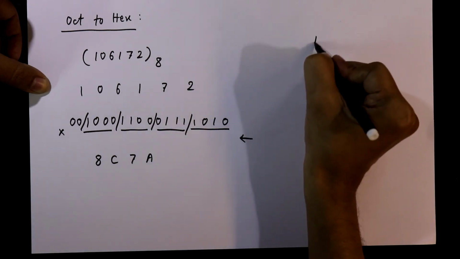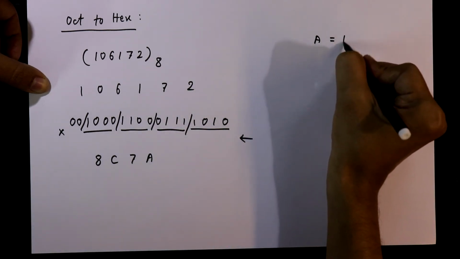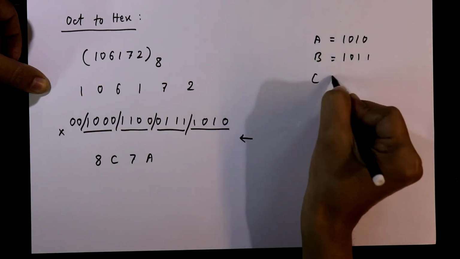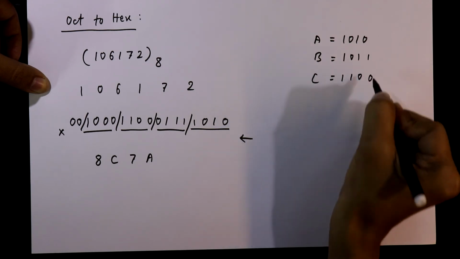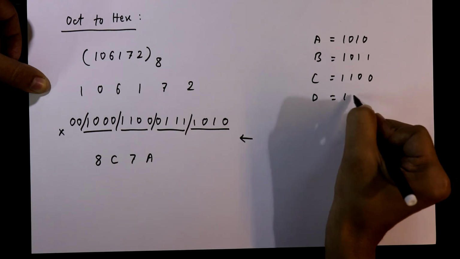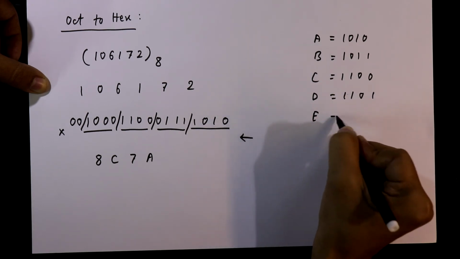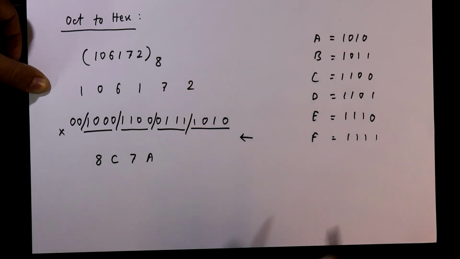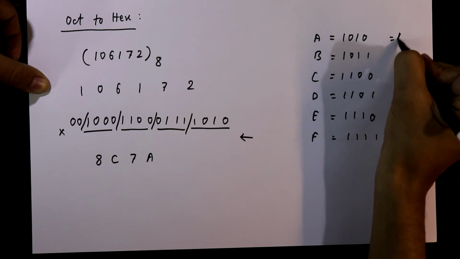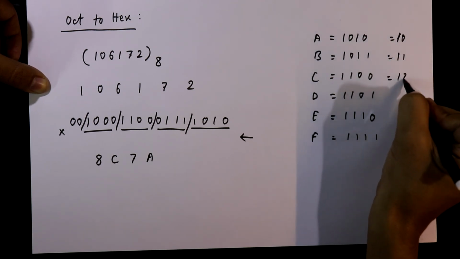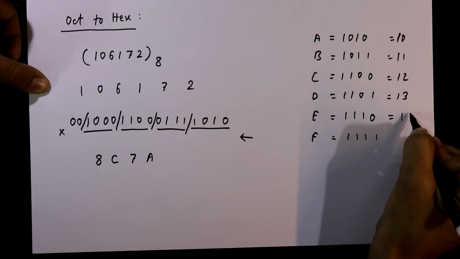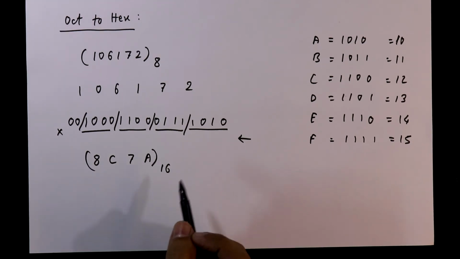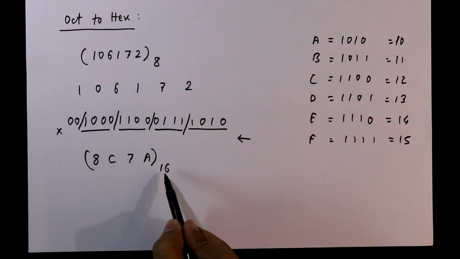Because we know that A is 1010, B is 1011, C 1100, D 1101, and this is F 1111. It is actually 10, 11, 12, 13, 14, and 15. So this is how we have to convert any octal number to hexadecimal number.